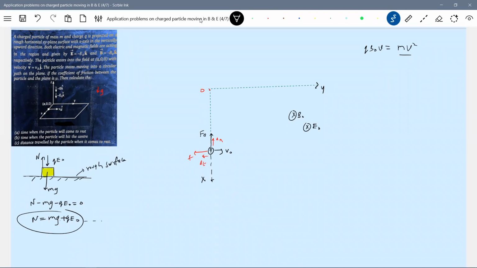Small r, I'll write it. They'll be more meaningful. Speed of the particle at any time. So we are getting one equation like this. Then tangential retardation. So what is the tangential retardation? F equal to minus ma_t. So this should be equal to mu N. m a_t should be equal to m dv by dt.